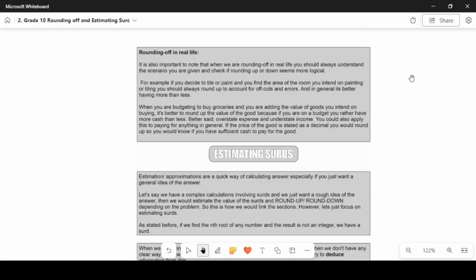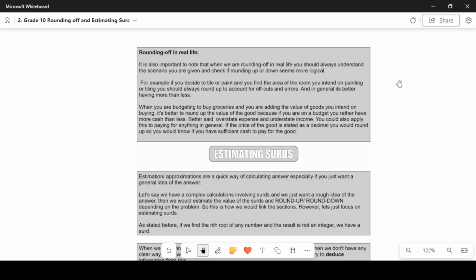Okay, so let's look at rounding off in real life. It is also important to note that when we are rounding off in real life, you should always understand the scenario you are given and check if rounding up or rounding down seems more logical. So sometimes you may not necessarily be given an actual rounding off question where they say round up to the nearest tens, hundreds, or thousands. You could be given a real life example or a practical question, and you need to solve it. So you have to think logically about the question. Do you round up or round down? What would seem more logical?